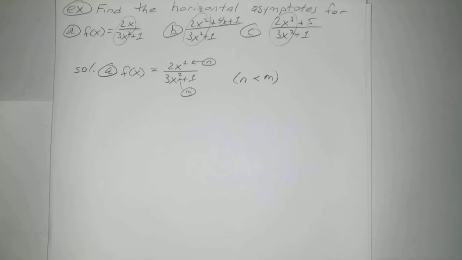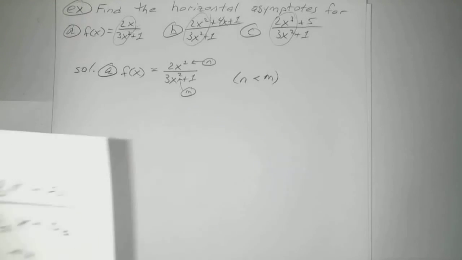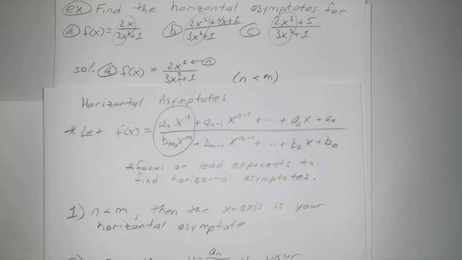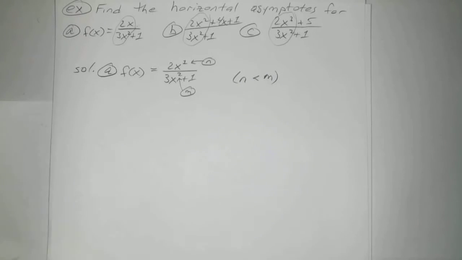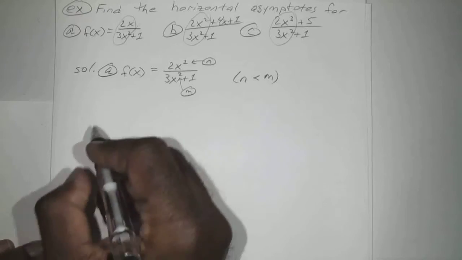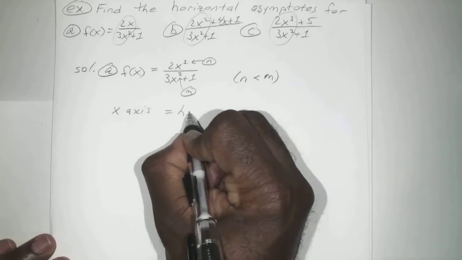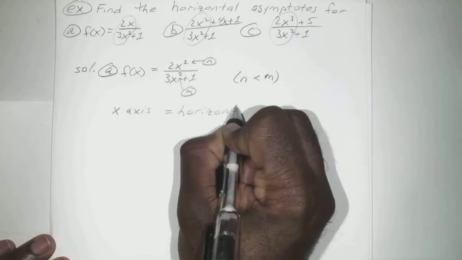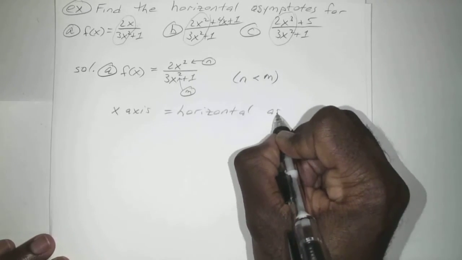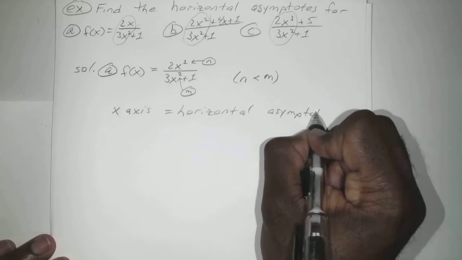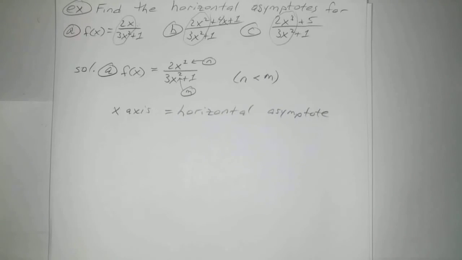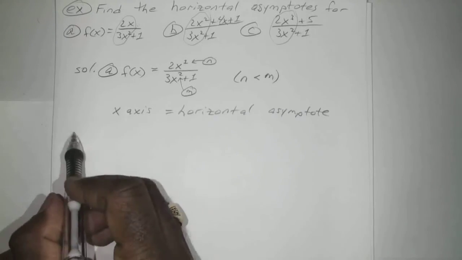Okay, so we know that just going back to our original sheet, when n is less than m, the x-axis is your horizontal asymptote. Okay, so we can see there that the x-axis equals our horizontal asymptote. Okay, does that make sense? All right. Any questions on this one so far? All right.